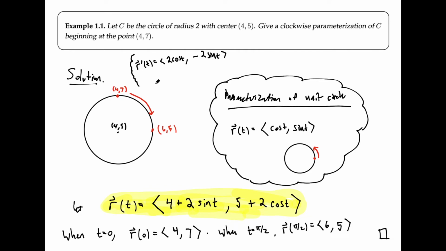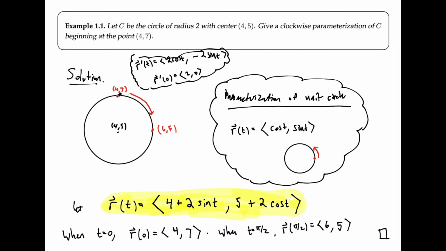And so, for example, when time is 0, what does this vector look like? Cosine of 0 is 1, so this is 2, and then sine of 0 is 0, so this is the vector (2, 0). So that tells us that the tangent vector at time 0 is (2, 0). Let me draw that vector in here, and this will show that the direction is in fact correct.